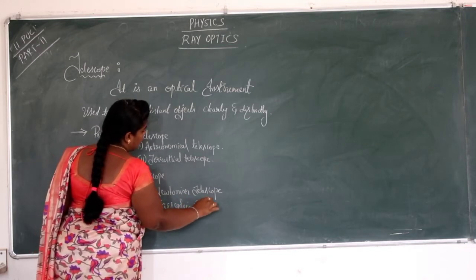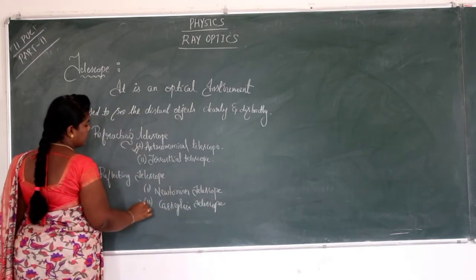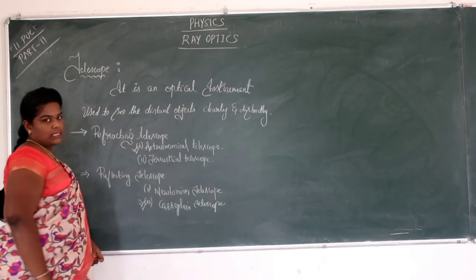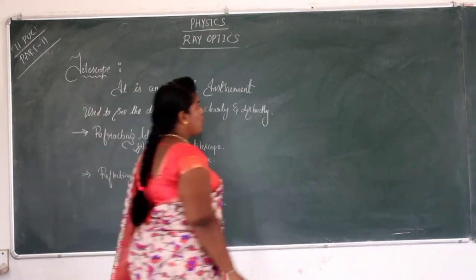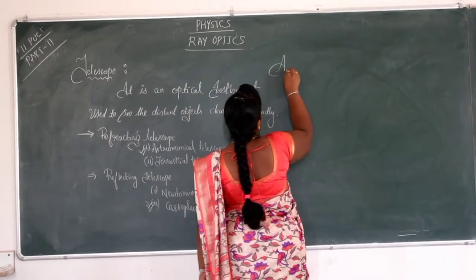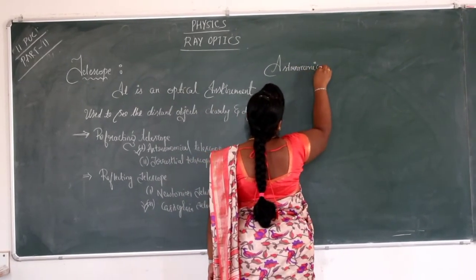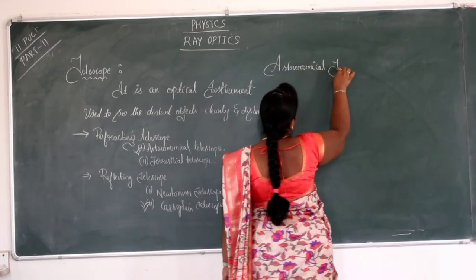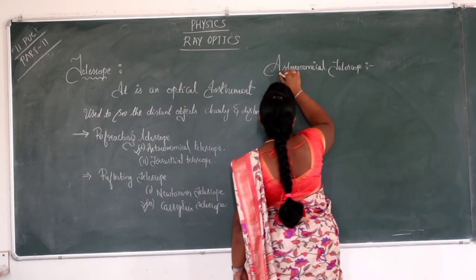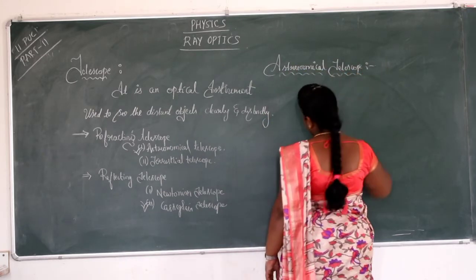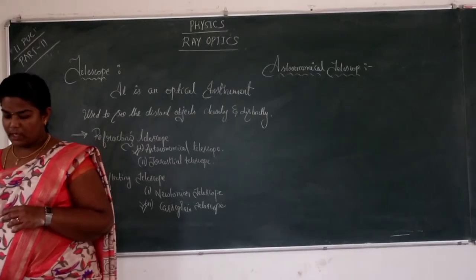So now, in your syllabus, we are just going to discuss the Astronomical Telescope and the Cassegrain telescope. Now let us move to the discussion of the Astronomical Telescope. As I told you already, my dear students, the Astronomical Telescope is an optical instrument which is used to see distant planets, stars, the sun, etc.